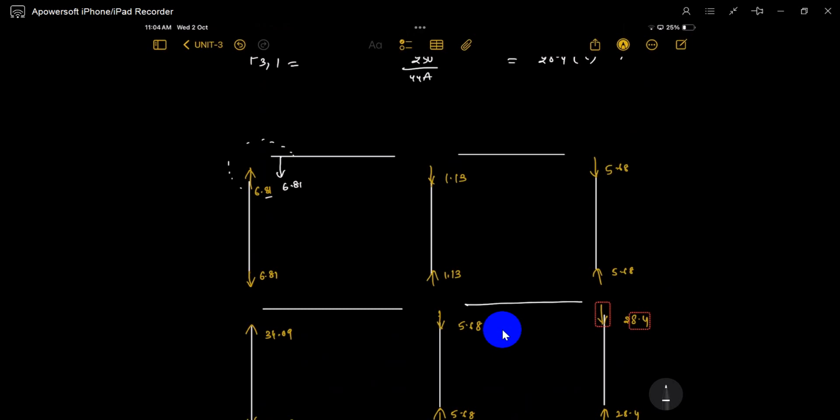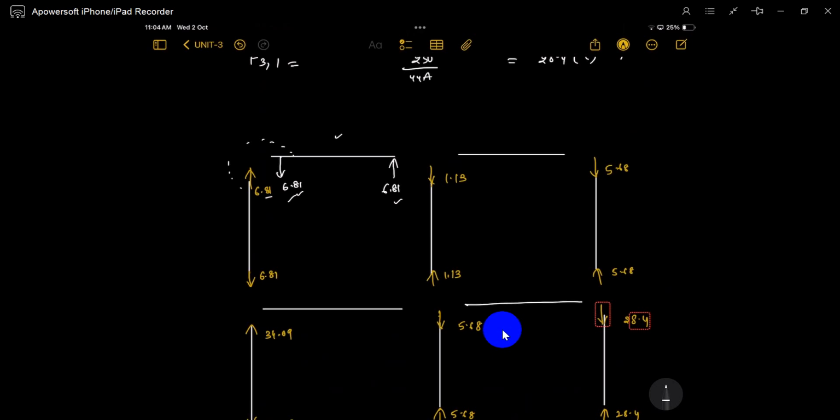So this is 6.81, this is 6.81. This must be 6.81 because there is no external load on that beam. This must be 6.81 downwards. This must be 6.81 upwards. Understood? So that's it.